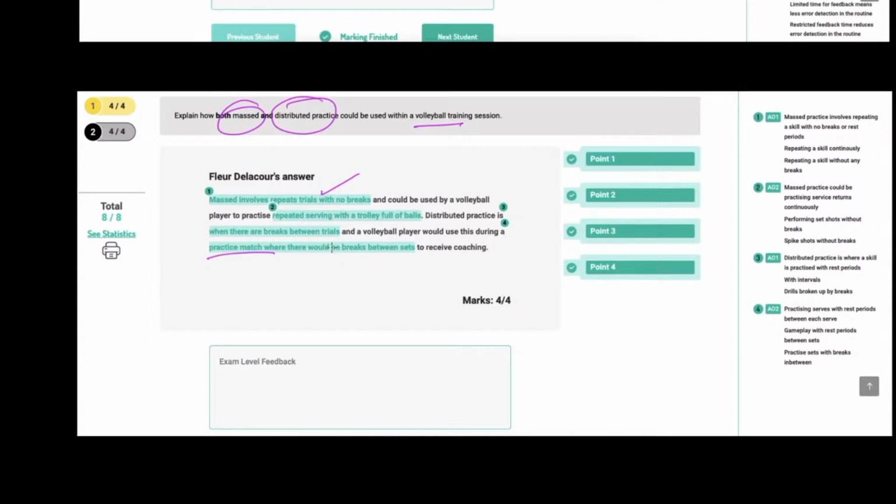Now it's kind of interesting here because we're starting to link the notions of massed and fixed, and we're starting to link distributed and variable. Well, that's quite interesting. Now that link is not always there, but it is often the case. And again, we pick up 4 marks for that particular answer.